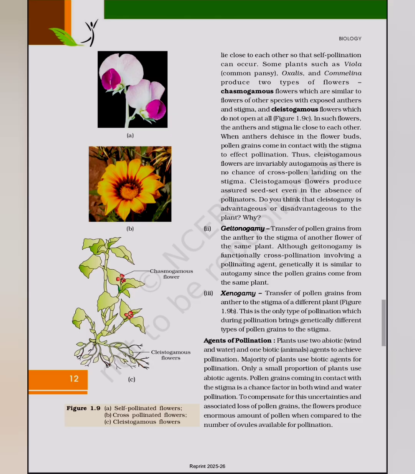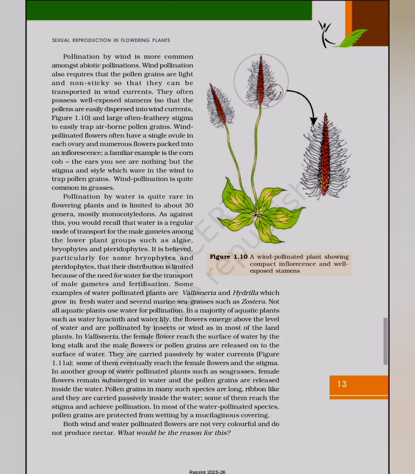Agents of pollination. Plants use two abiotic agents, wind and water, and one biotic agent, animals, to achieve pollination. The majority of plants use biotic agents for pollination. Only a small proportion of plants use abiotic agents. Pollen grain coming in contact with the stigma is a chance factor in both wind and water pollination. To compensate for these uncertainties and associated loss of pollen grains, the flower produces an enormous amount of pollen when compared to the number of ovules available for pollination.